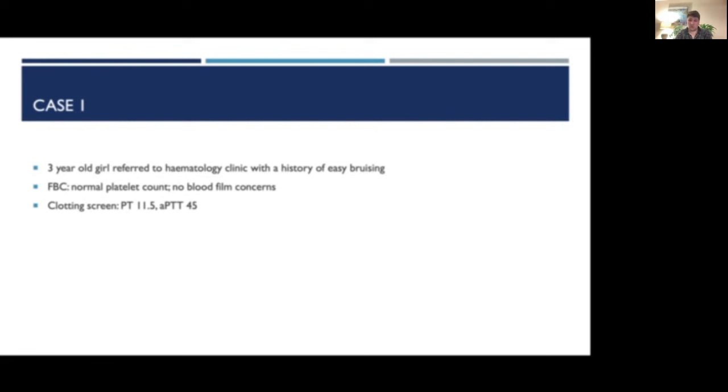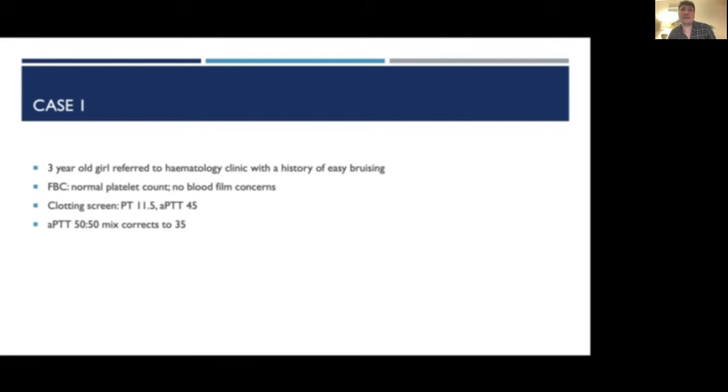Because she's not, as far as I'm aware, on any drugs. She's three, it's very unlikely. So we do a 50-50 mix, and that shows correction, which means there isn't an antibody or inhibitor getting in the way of the test. So we're not going to go down the route of a lupus anticoagulant, which can also sometimes present with stuff like bruising. We're looking for a factor deficiency.